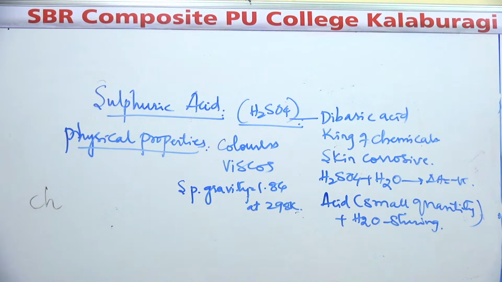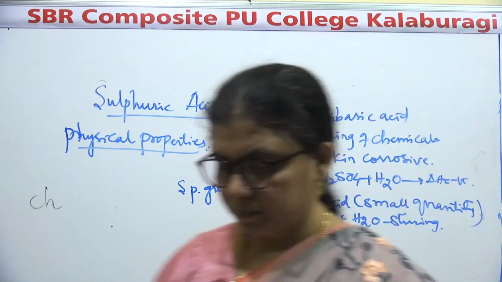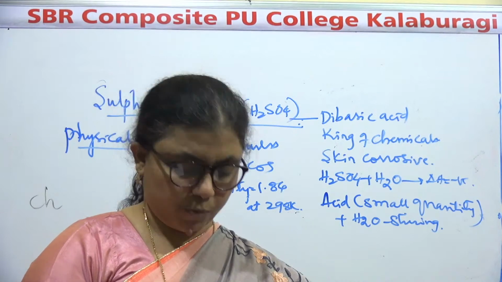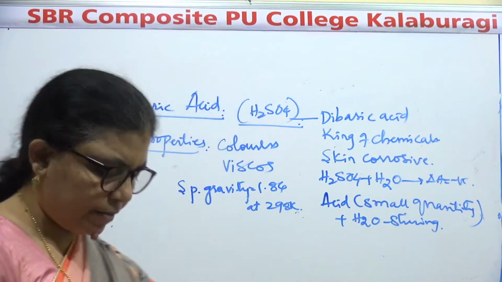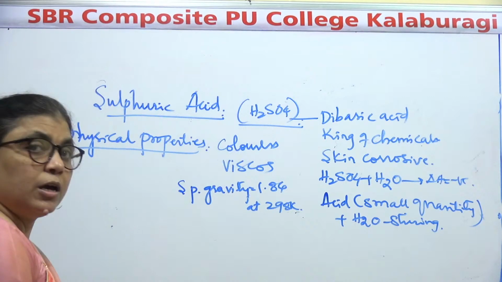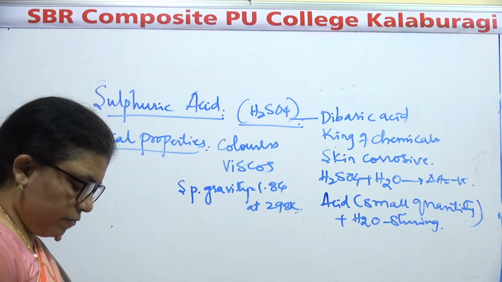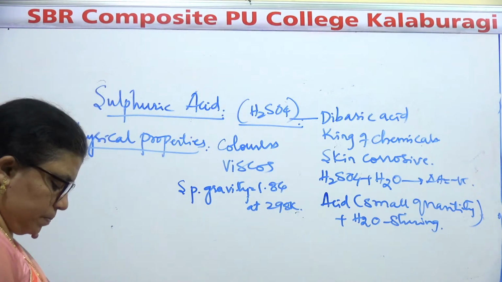Chemical properties of sulfuric acid. What happens when sulfuric acid undergoes decomposition? When sulfuric acid undergoes decomposition, it is going to produce sulfur trioxide.